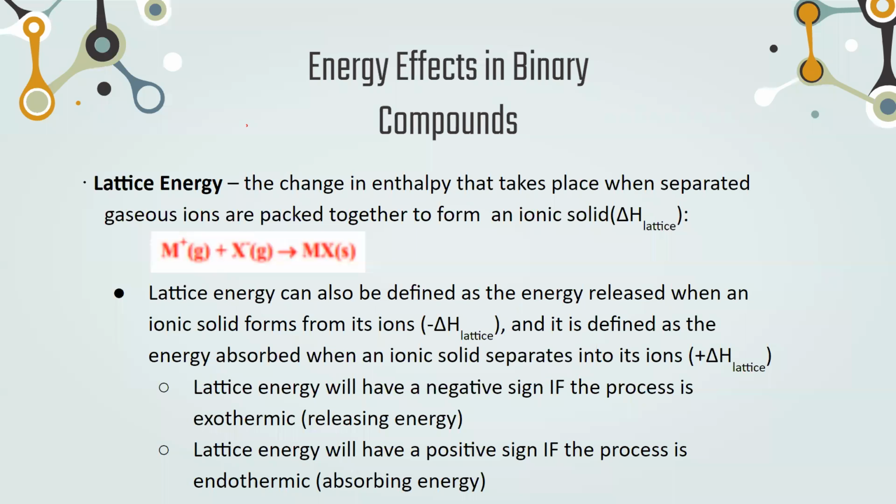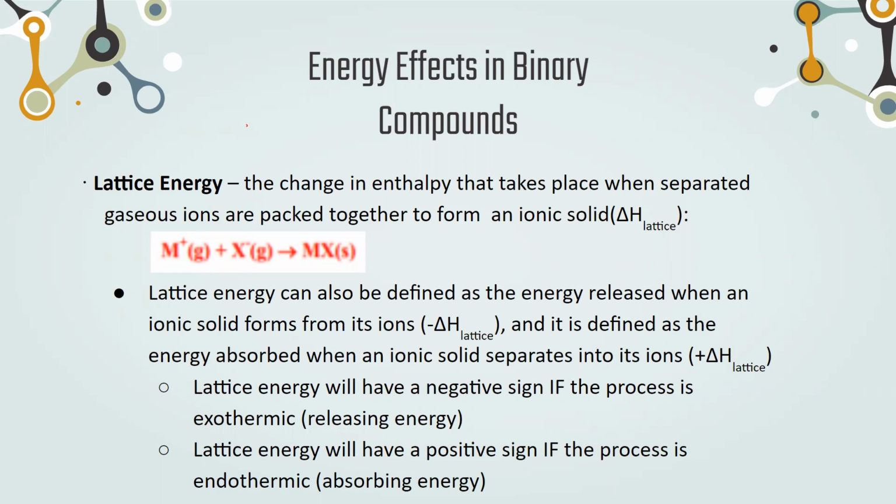All right. So next, just to briefly touch on energy effects in binary compounds, when a molecule bonds together, right, there's an energy change that's taking place. We talked about this in regular chemistry a little bit. When gaseous ions are packed together, forming an ionic solid, we call that energy change delta H lattice, or lattice energy, right? And lattice refers to the structure that the ionic solid forms, okay?